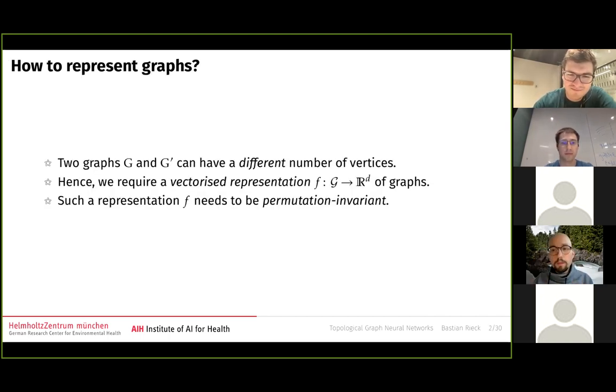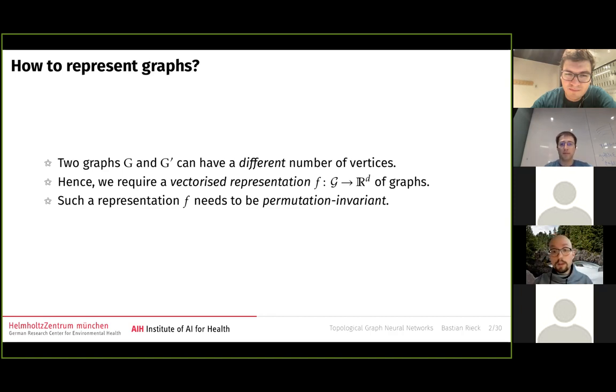Now, when we represent graphs in machine learning, we run into the issue of their cardinality, meaning that two graphs, G and G prime, can have a different number of vertices. So in general, we require a vectorized representation F mapping from some space of graphs G to some high dimensional space for these graphs. And this representation, I need to stress, needs to be permutation invariant. So you need to be able to permute the vertices or the edge indices and still get the same high dimensional representation out of that, because of course your graph should be invariant to the order in which you provide its constituting parts.